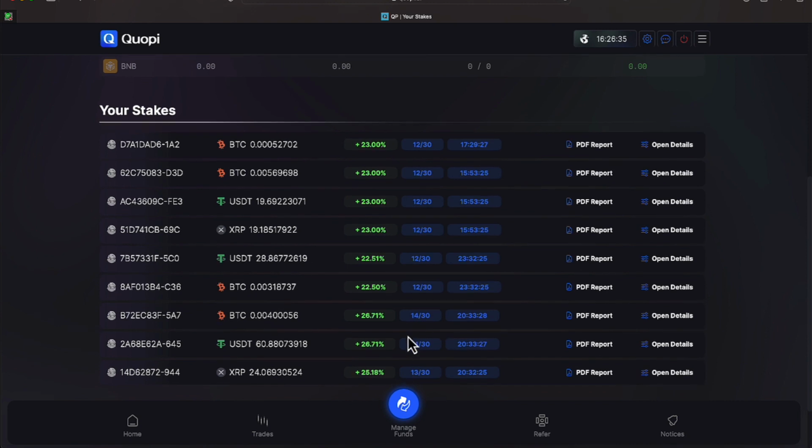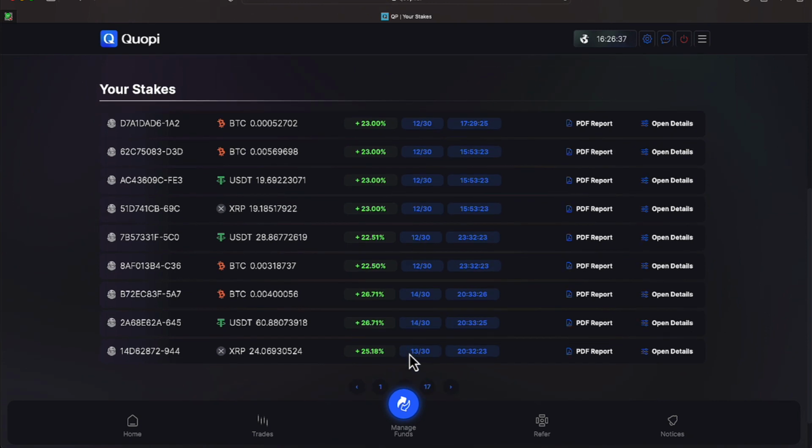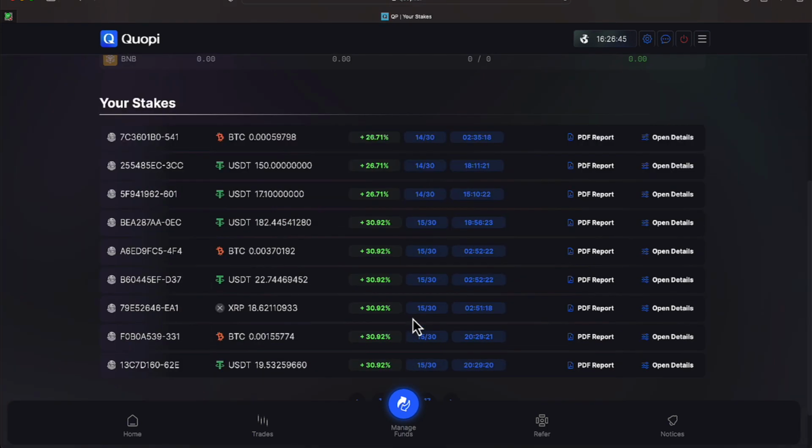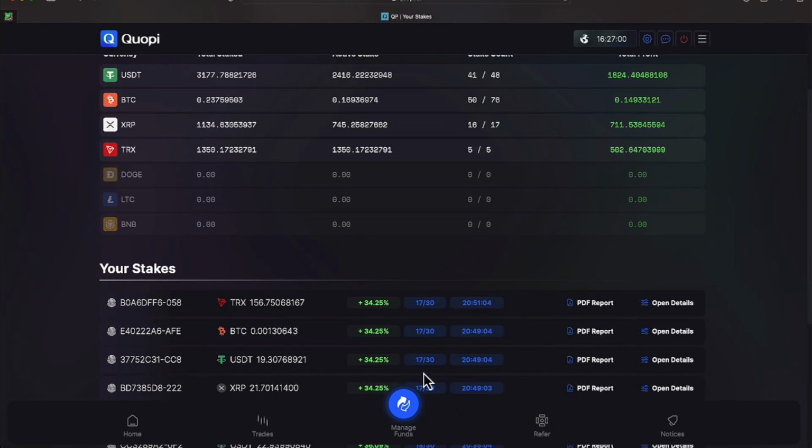And on 13 trading days, Quopi has achieved a 25.18%. And on 14 trading days, Quopi has achieved a 26.71%. 15 trading days, everyone, is half of Quopi's 30-day cycle. And on 15 trading days, Quopi has achieved a 30.92%, which I might add is half of 60.